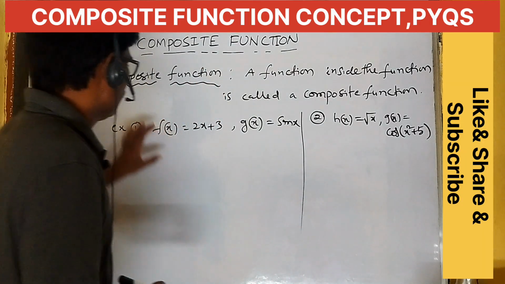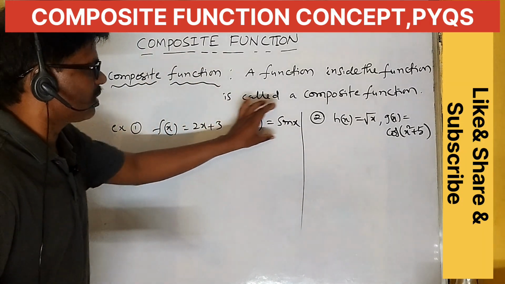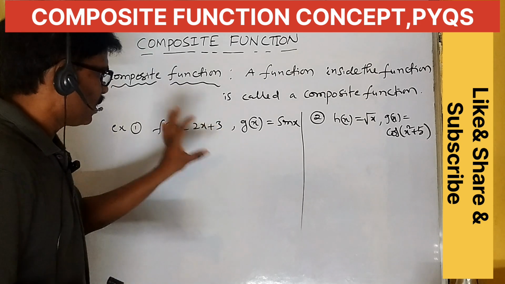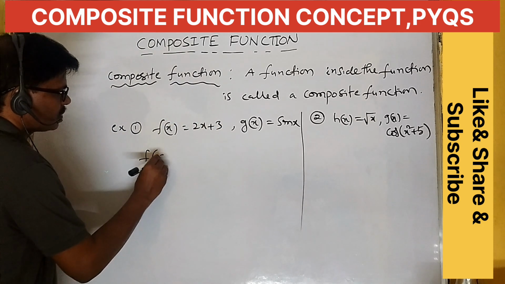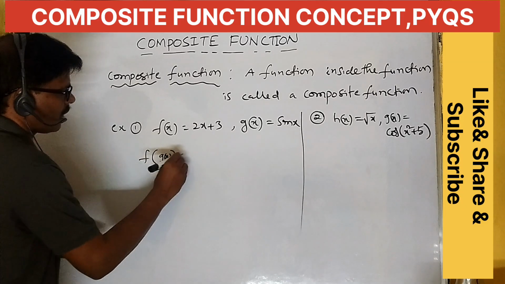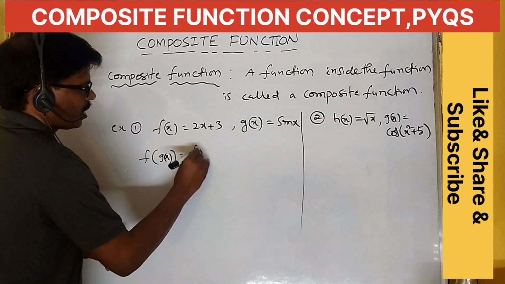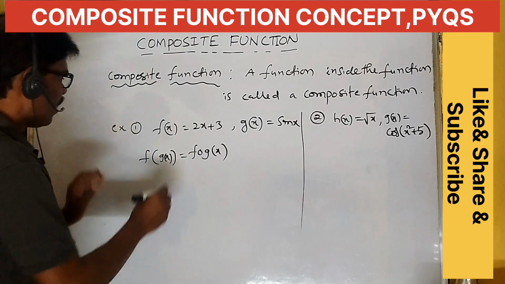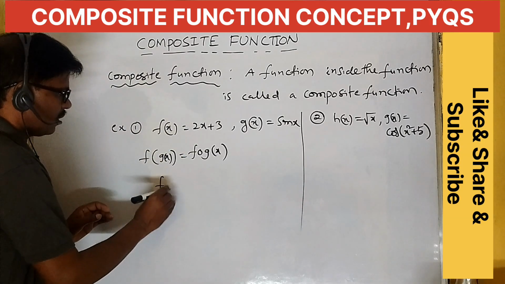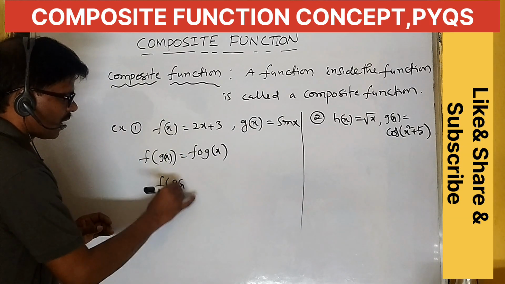Suppose, for example, f of x is equal to x plus 3 and g of x is equal to sin x. What does a function inside a function mean? f of g of x, which is written as f circle g of x. Here we write the value of f of g of x.